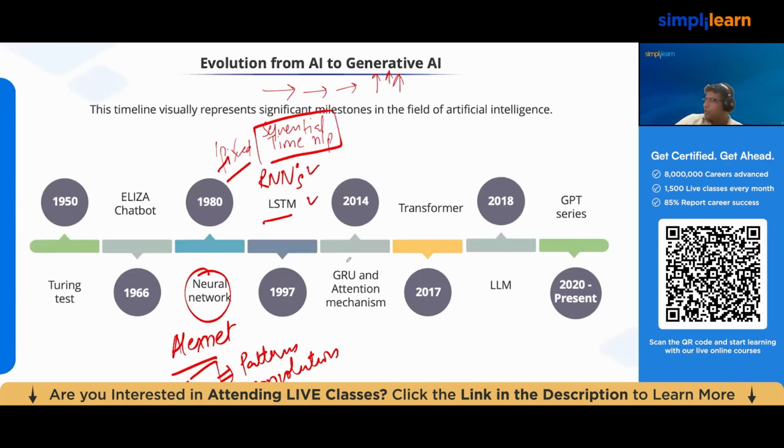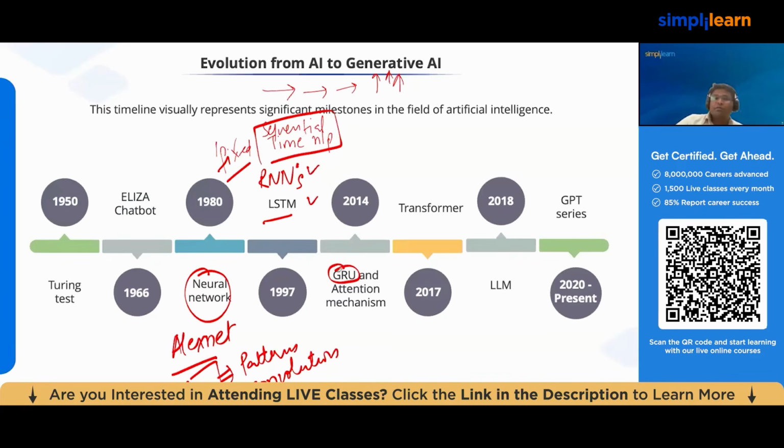GRU was another mechanism, which has gated mechanisms, where gates were involved. That also helped with sequential data. However, there were some challenges with RNNs regarding gradient descent and optimization, which were taken care of.